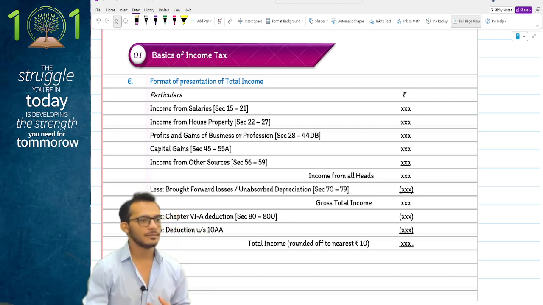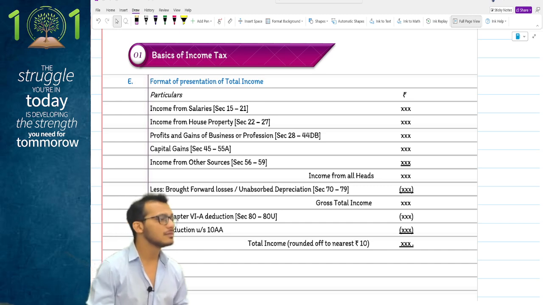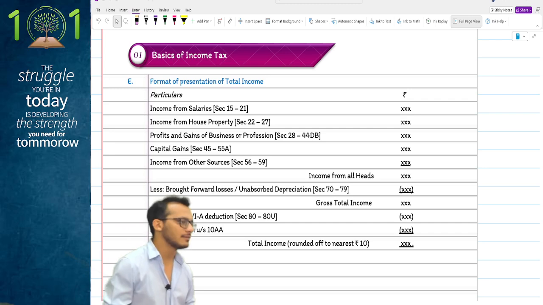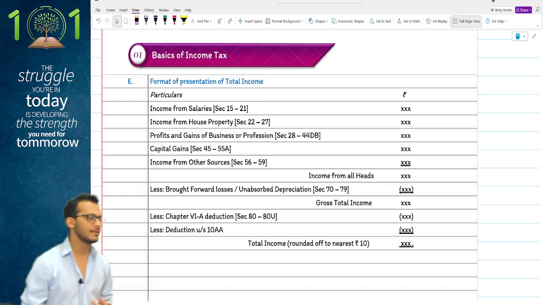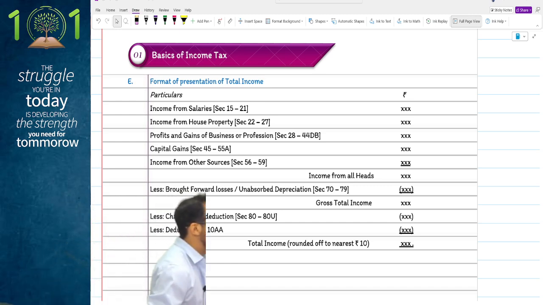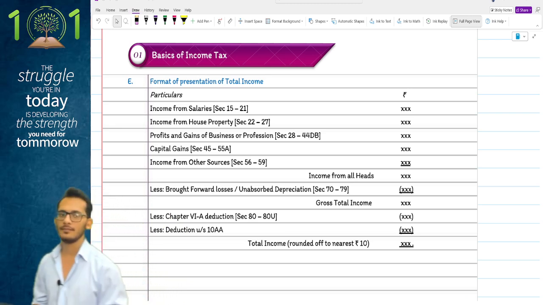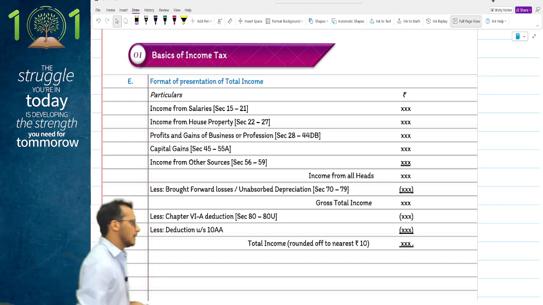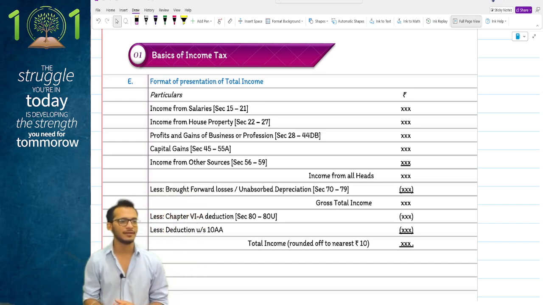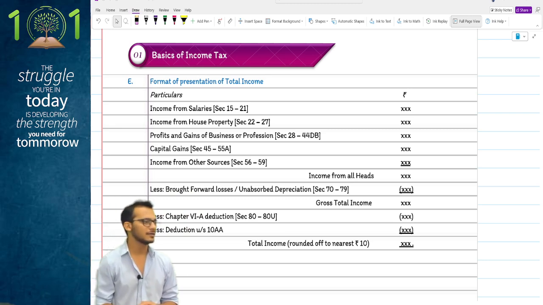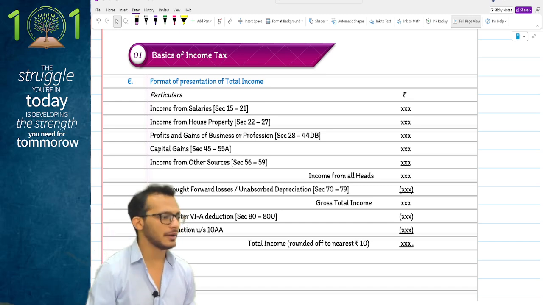Step number 17? Achha, 17 got over. Step number 18. Assessee receives intimation under section 143(1). Full stop, continue. Make corrections if required.